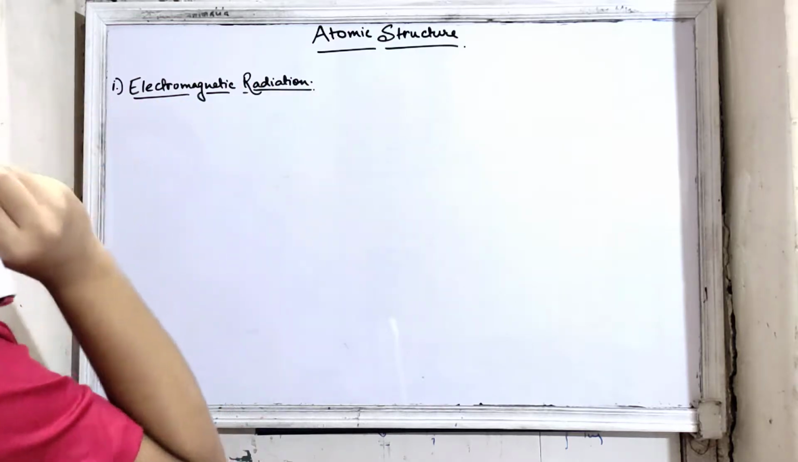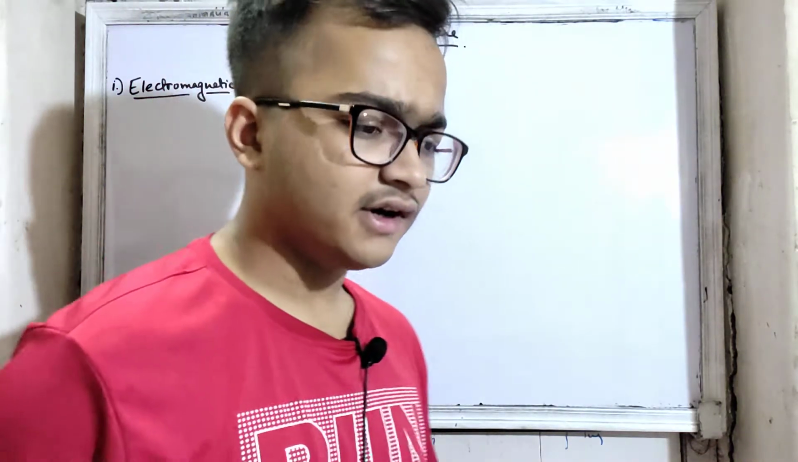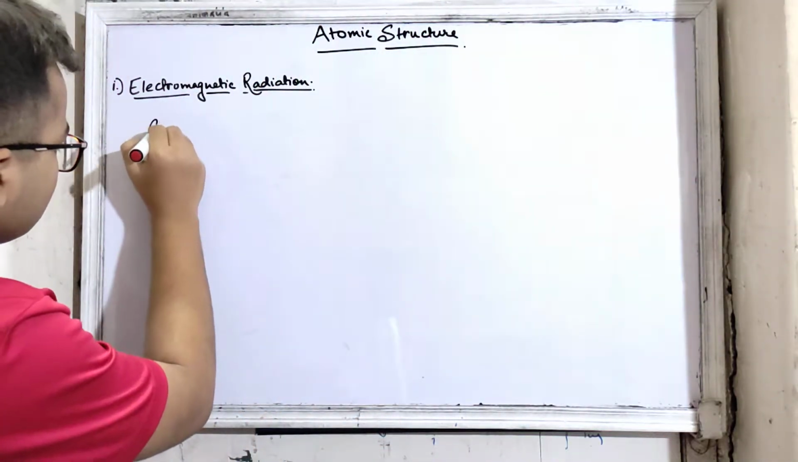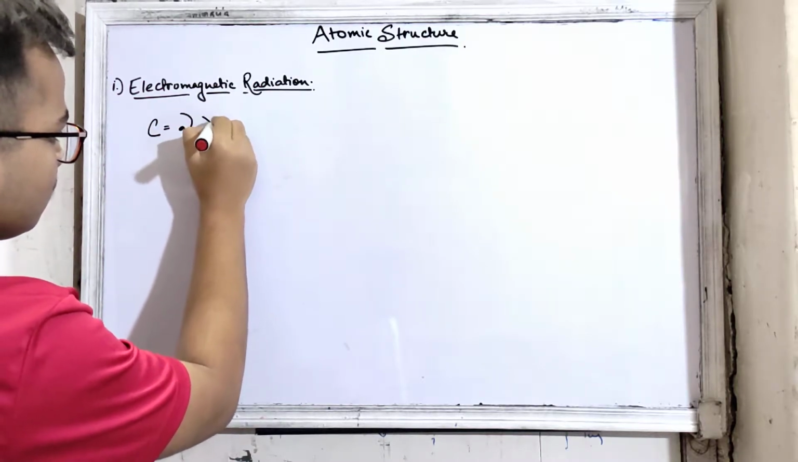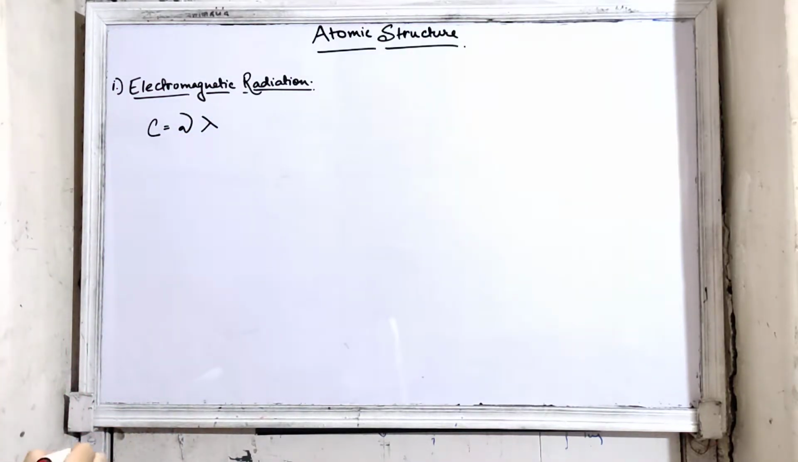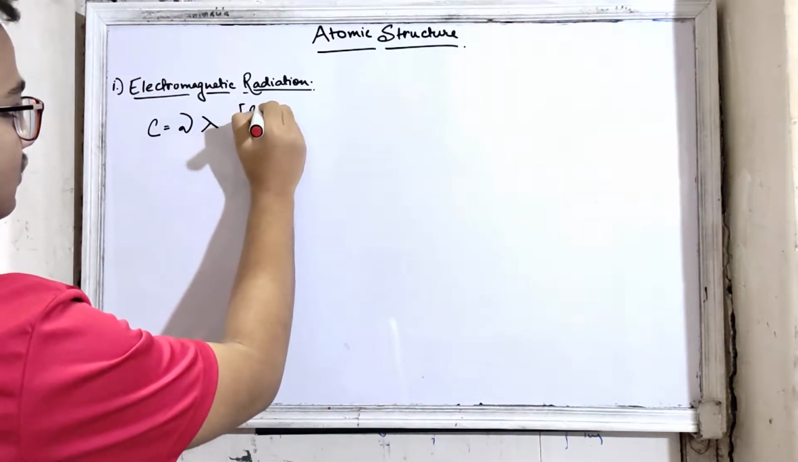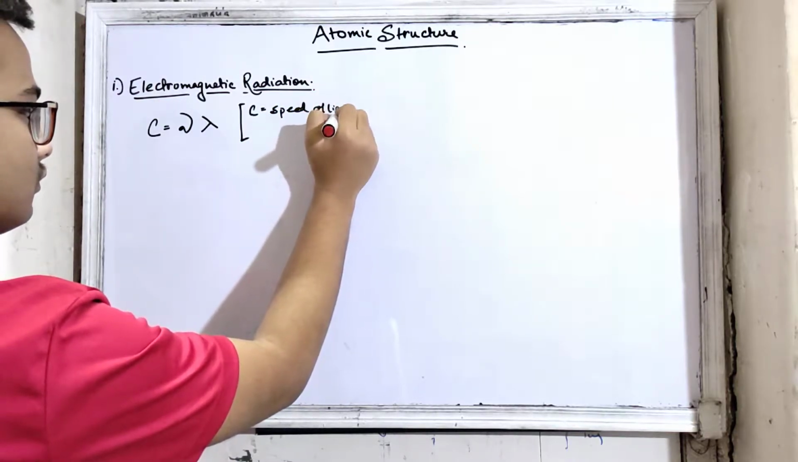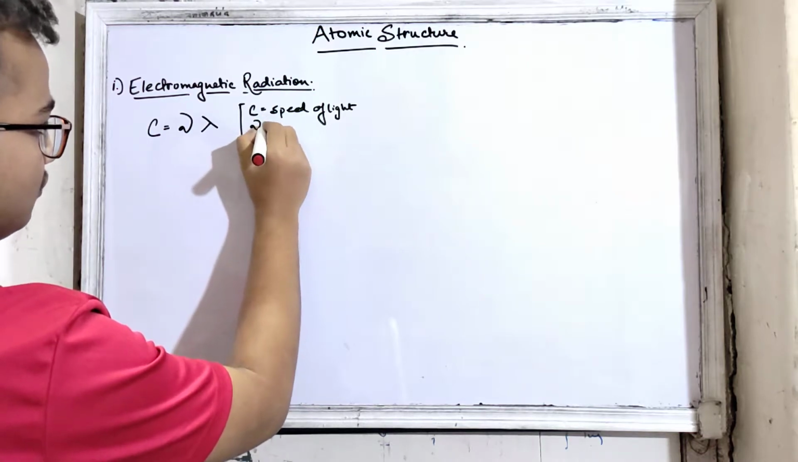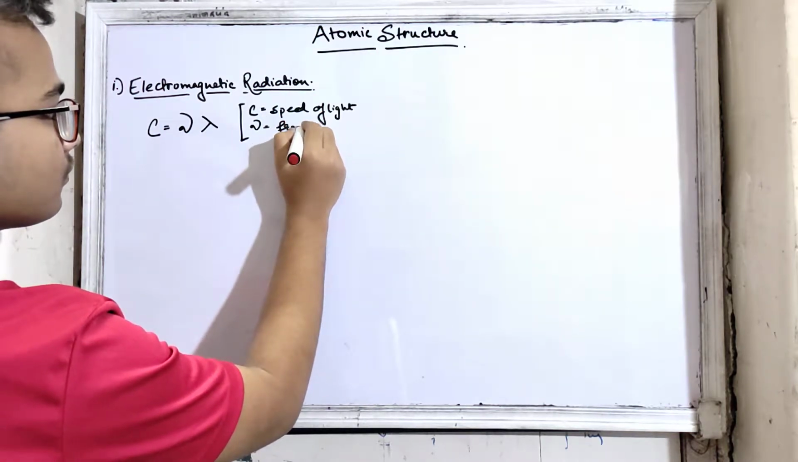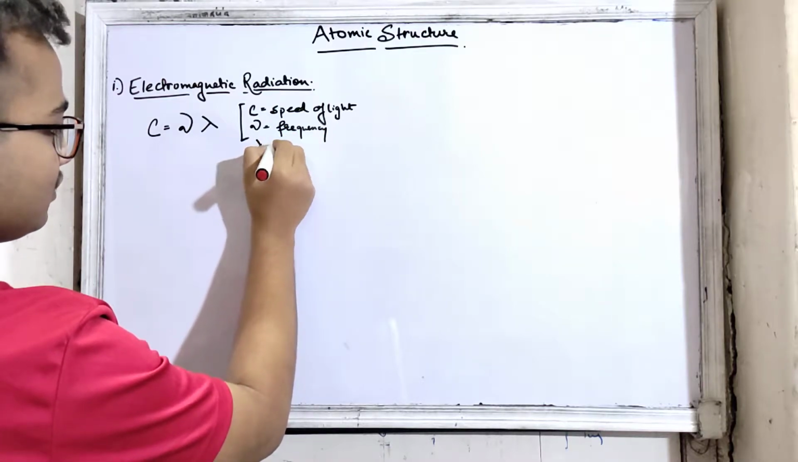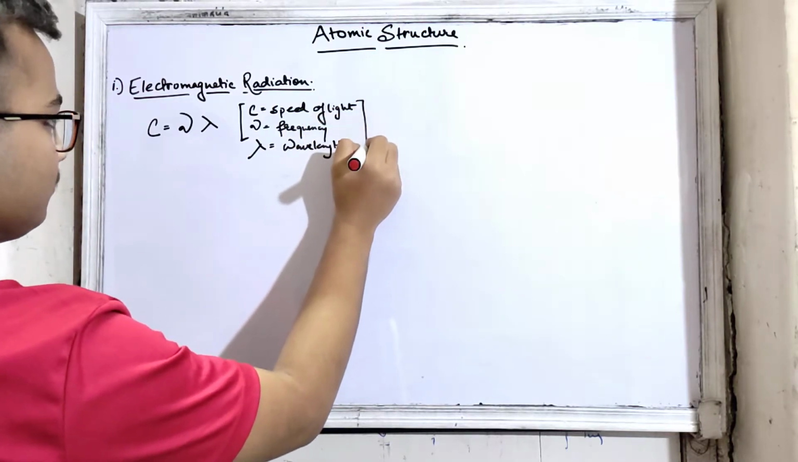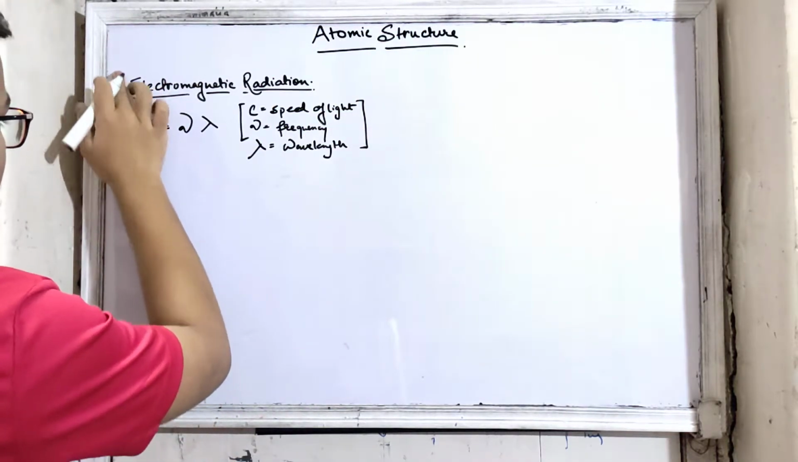Under electromagnetic radiation we come across a formula which says C equal to nu lambda. Here C is the speed of light, nu is frequency, and lambda is your wavelength. This is our formula number 1.